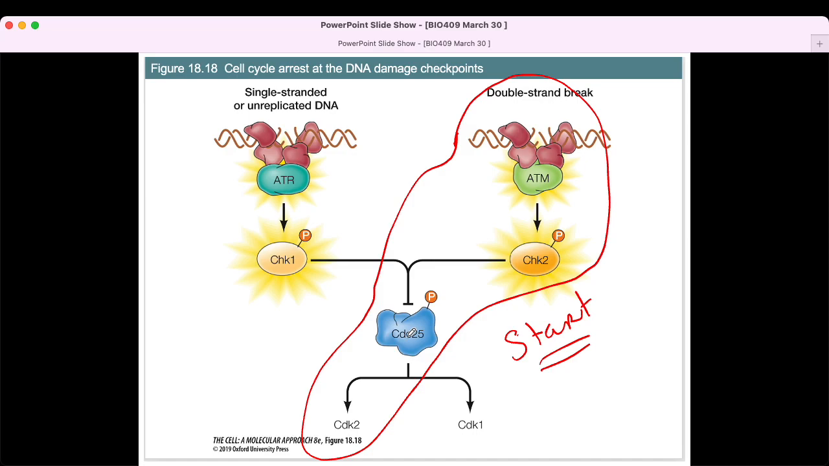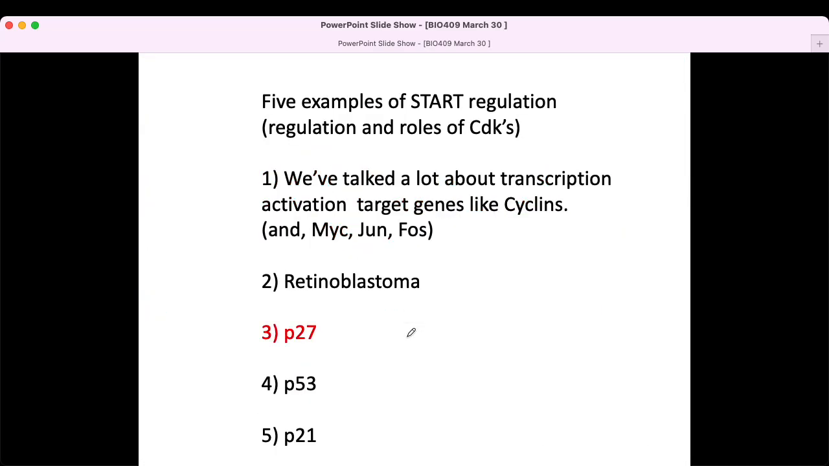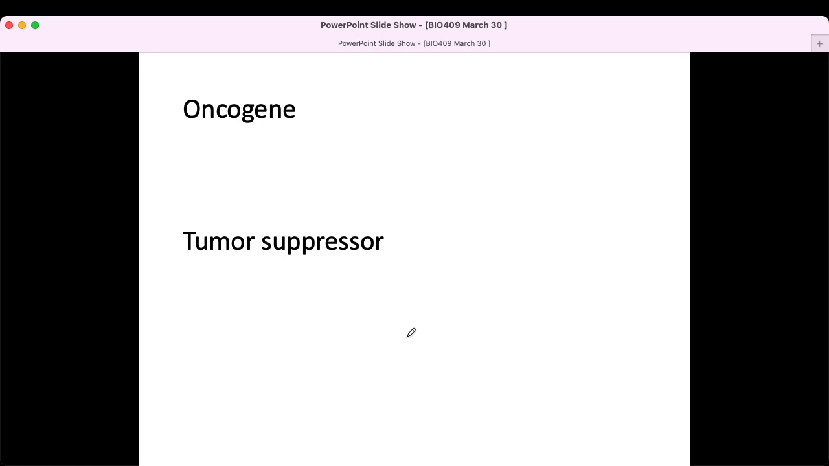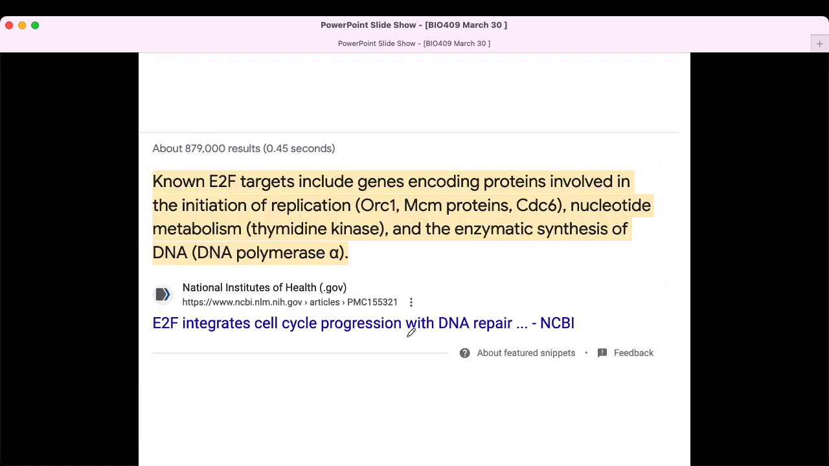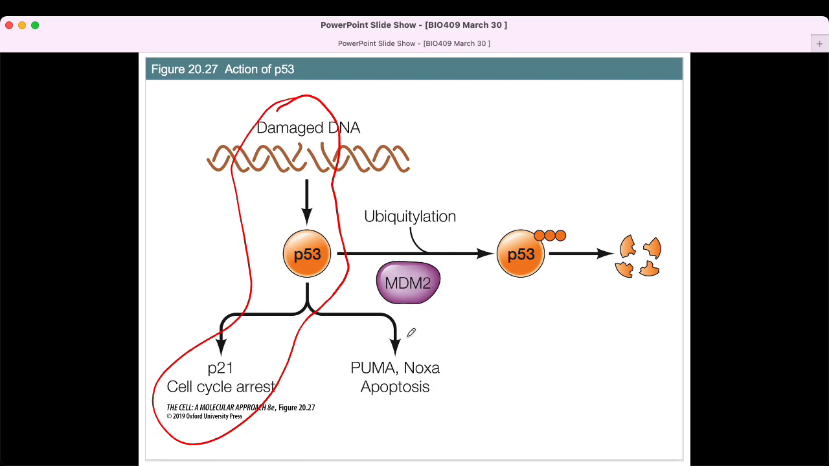So does P53 work on single-stranded breaks only, or is it double-stranded as well? I don't know. Yeah, there's different. The book is trying to give some flavor of how these might be activated a little bit differently depending on different kinds of DNA damage.